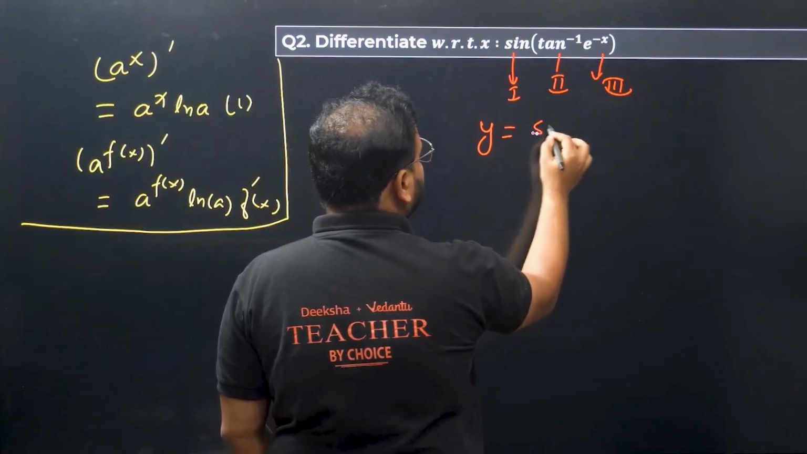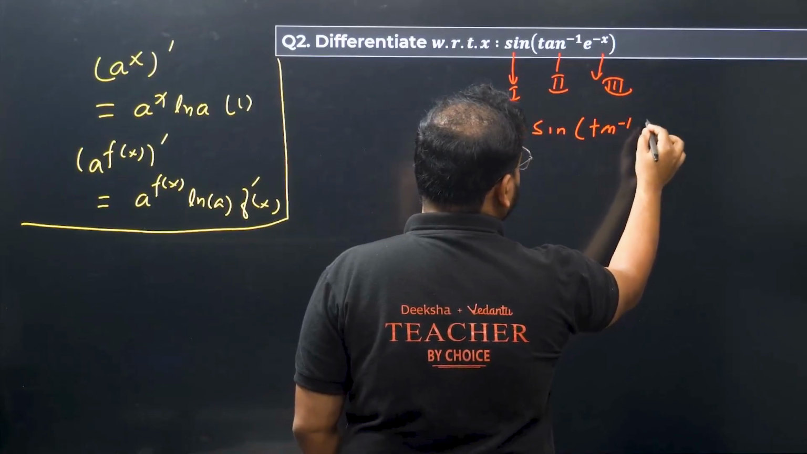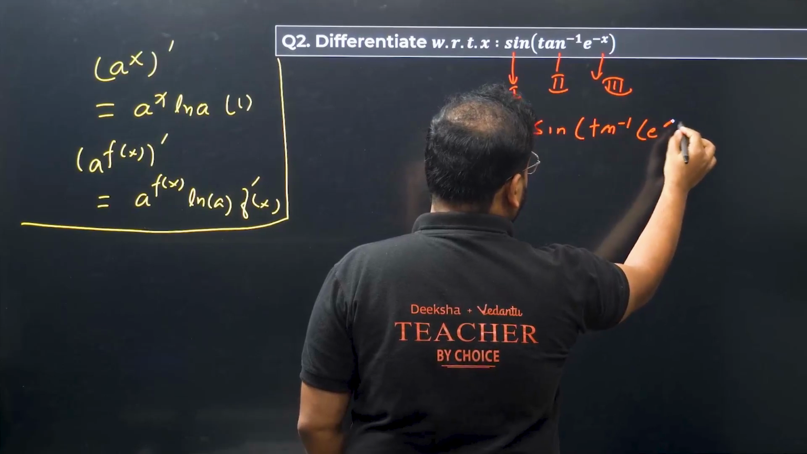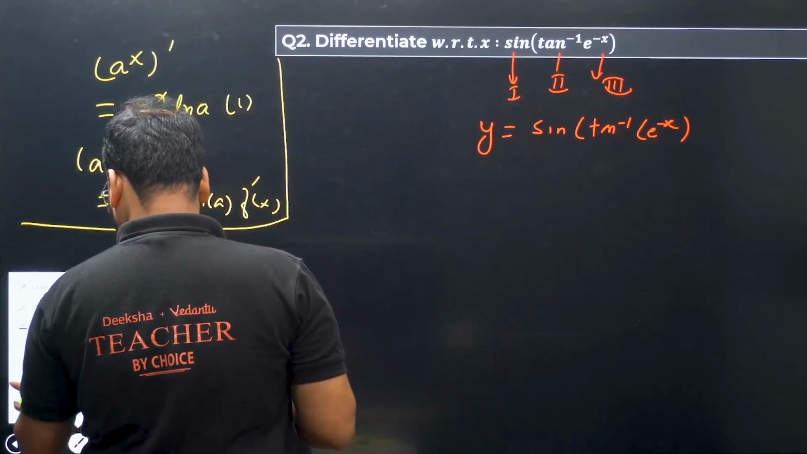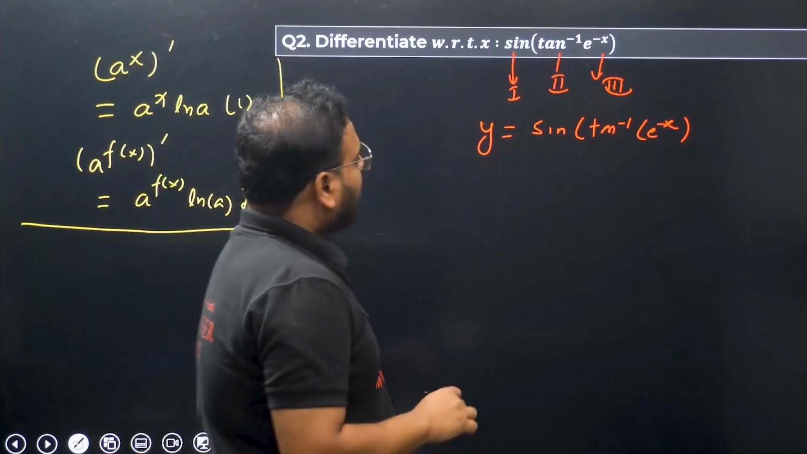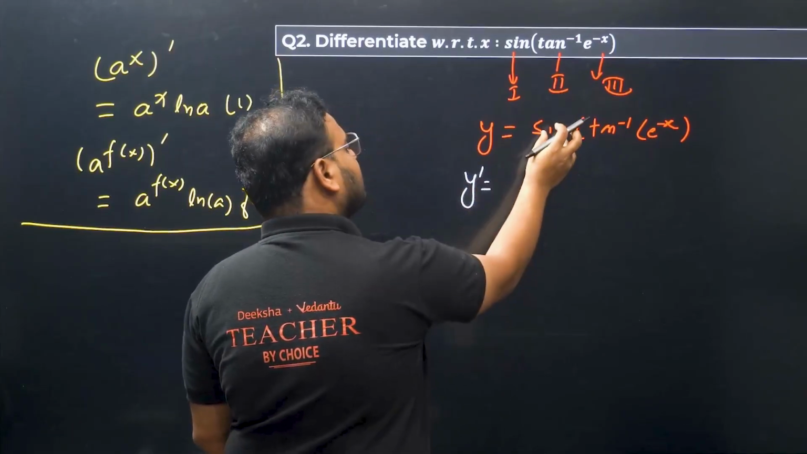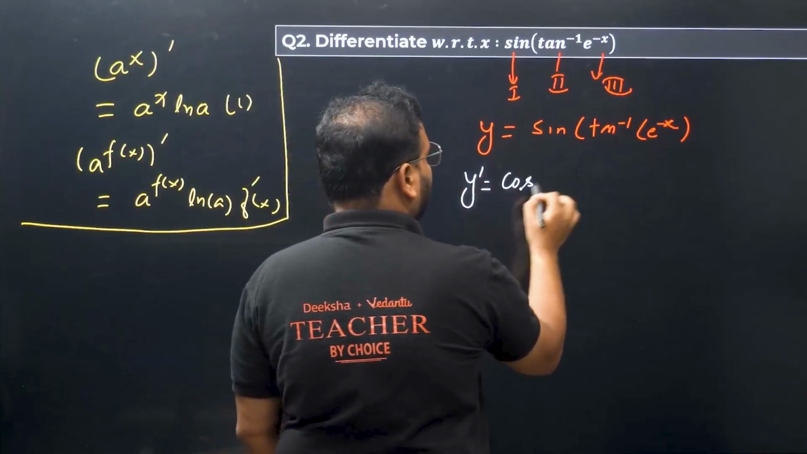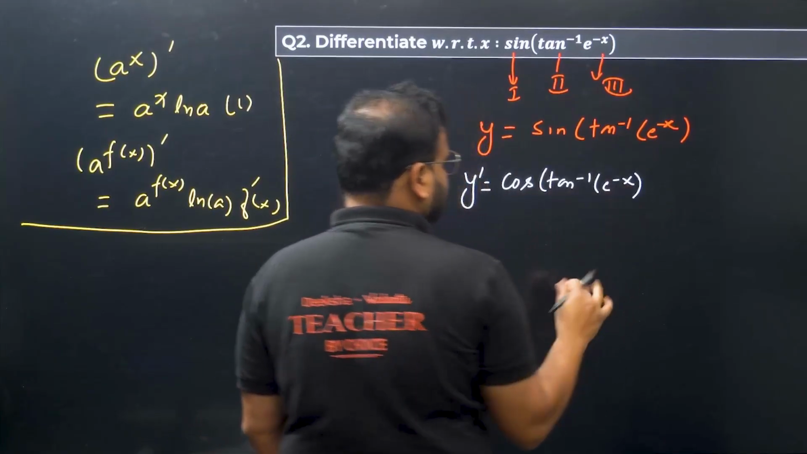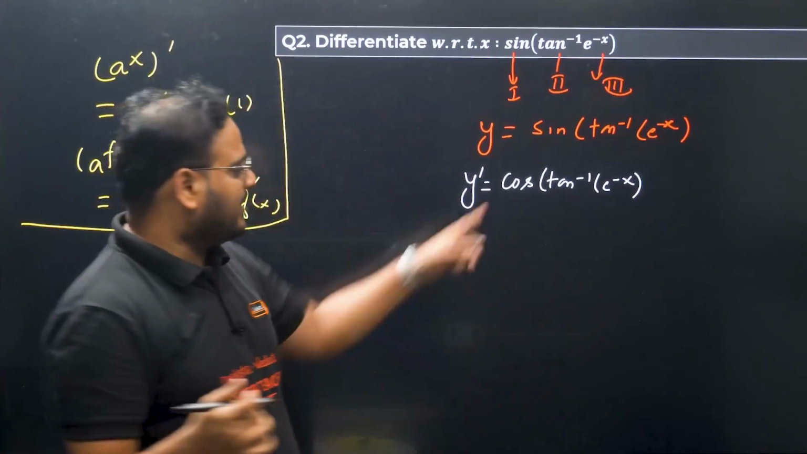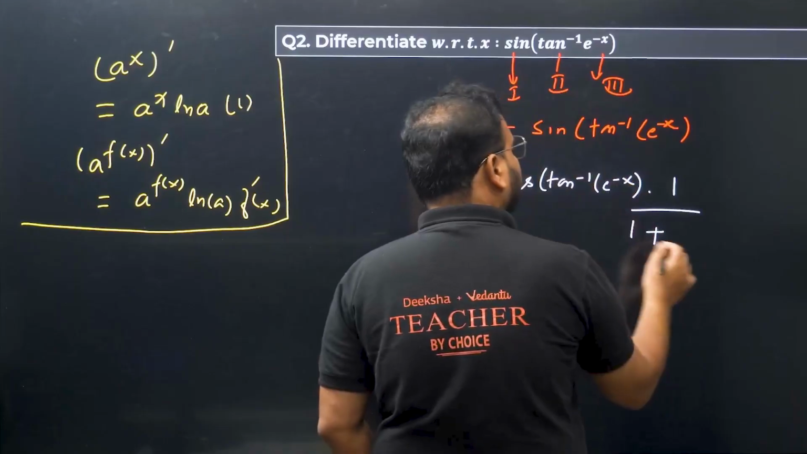y equals sine of tan inverse of e power minus x. So y dash will be given by what? The derivative of sine will become cos. So cos of this remains as it is, tan inverse of e power minus x. This is done. Now next, move to tan inverse. For that we'll have 1 upon 1 plus whatever value is over here, squared.